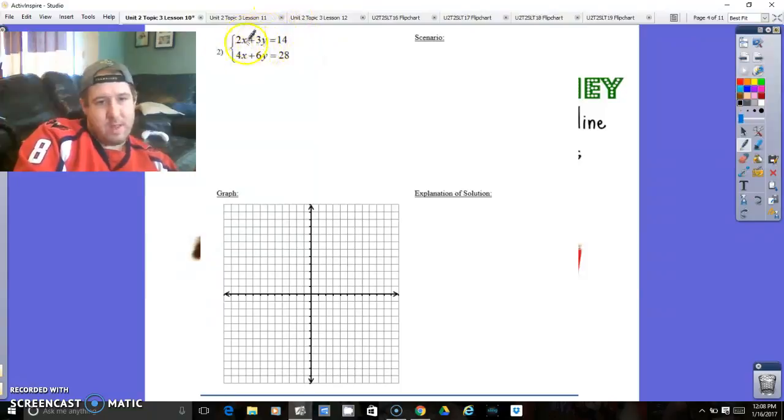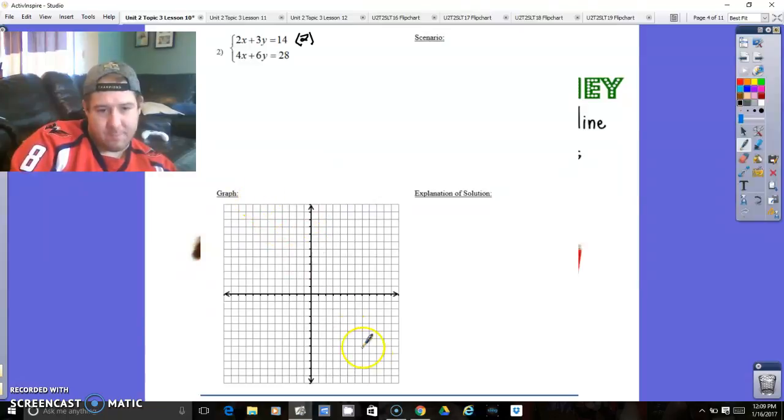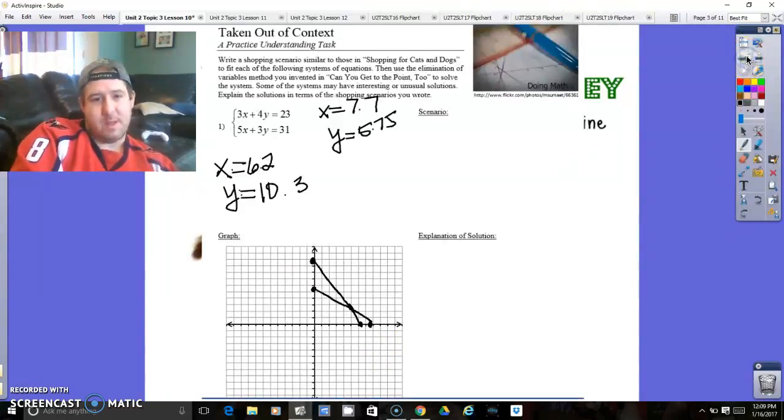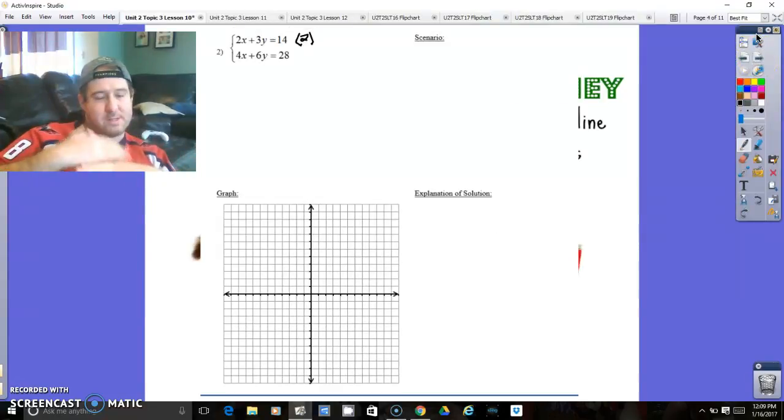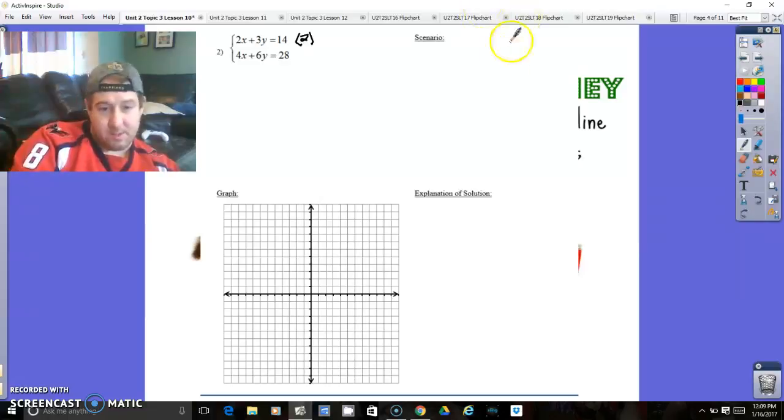This equation, if you look at it closely, you're going to notice that if you double the top line, it's the same thing as the bottom line. So that means that these two equations are going to be exactly the same. So when you graph them, it'll be the exact same thing, which means for x and y, there's an infinite amount of answers because they intersect each other, because they're the exact same thing. So there's an infinite amount of answers to this solution.